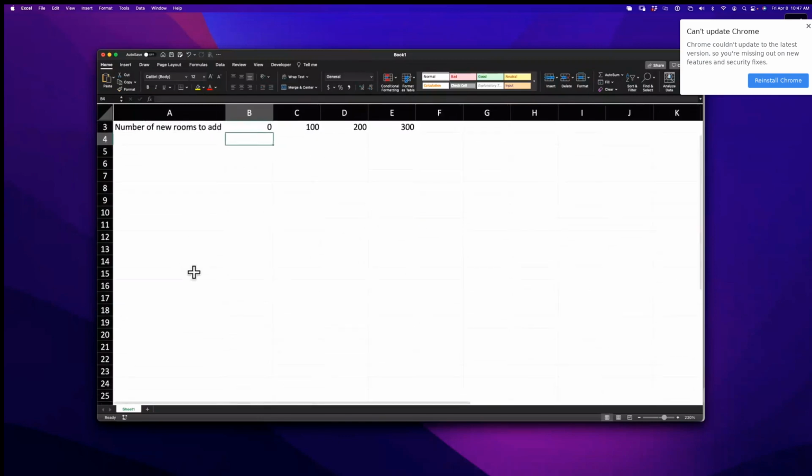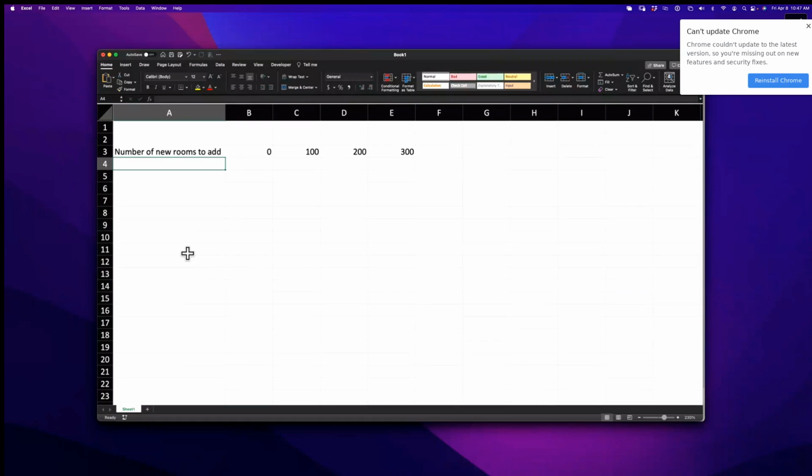Generally, going down, there are going to be a lot of different things we're calculating for each scenario, and there are a lot more rows. So that's why I decided to do it this way. You can go the other way if you want, but I think this is the easiest way to arrange our information. Okay, number of new rooms to add.